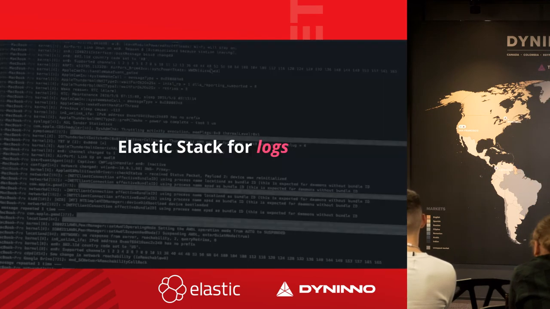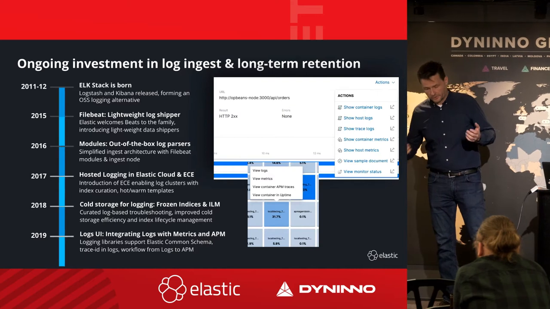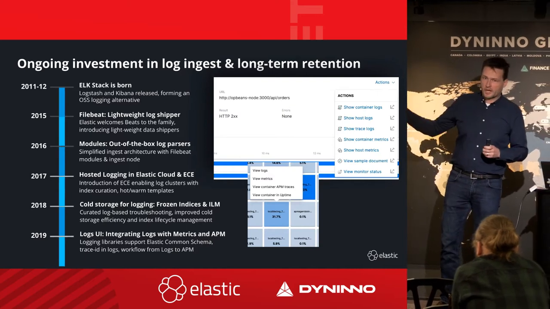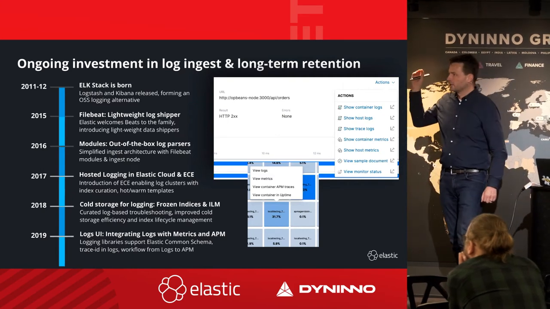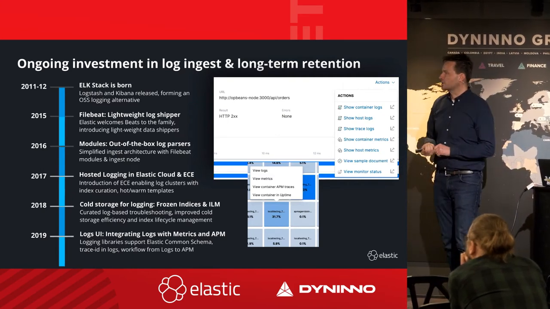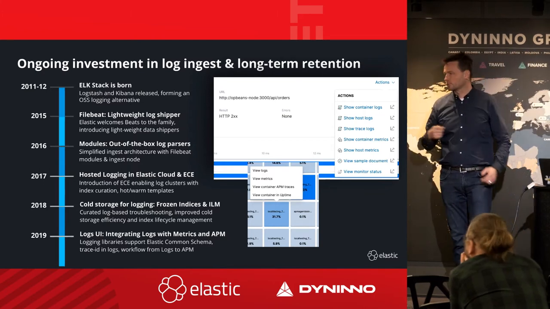So Elastic Stack for Logs is basically where Shay Banon, our CEO, started with doing recipe searches, but then there's a guy doing Logstash and a guy doing Kibana, and that was basically where it started. Centralized logging is where we started.